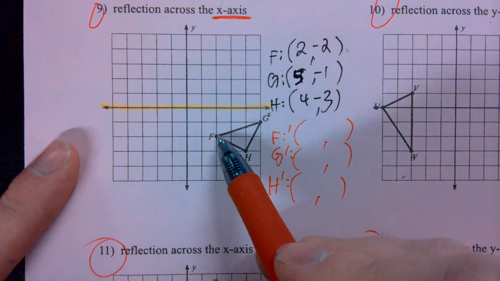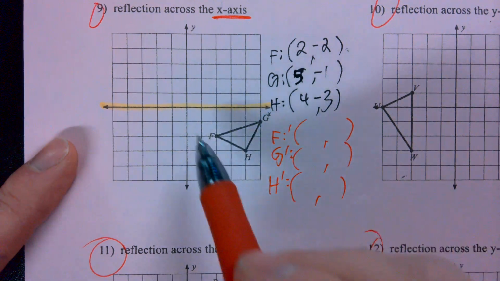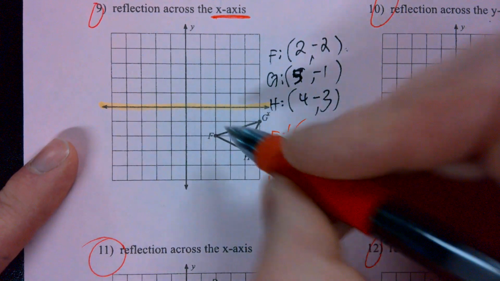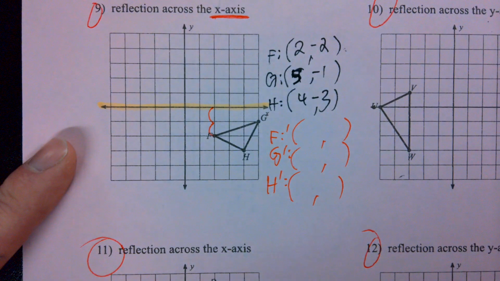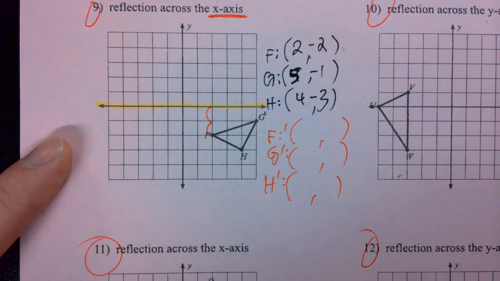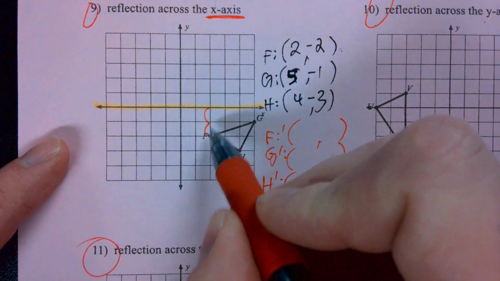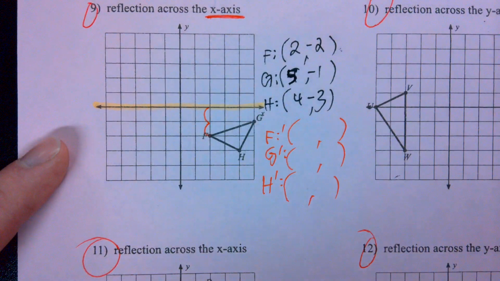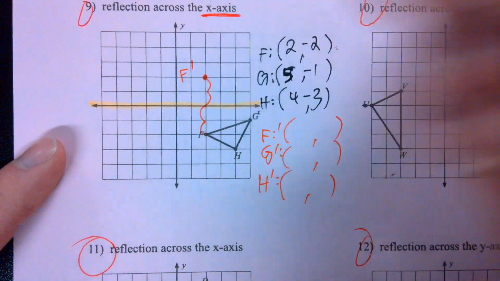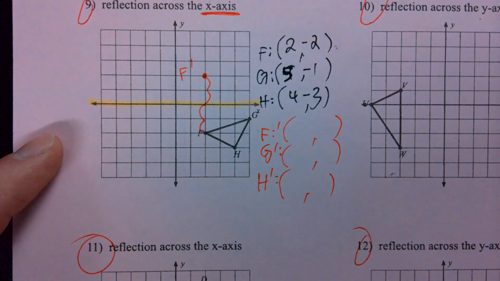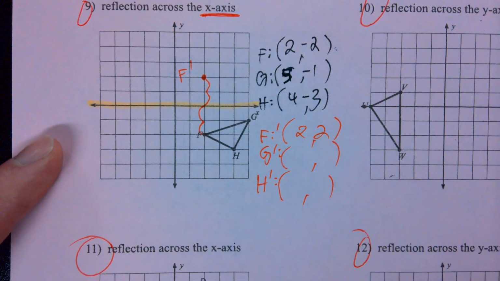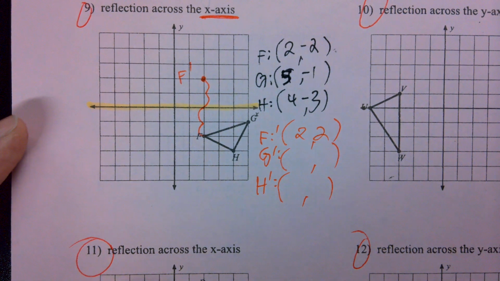So I'm going to start with point F. I know that I have to count up because that's the direction my x-axis is in, that highlighted line. So I'm going to count up 1, 2. And then how many spaces am I going to count past that line of reflection? I just counted 2 spaces up. I hit that line. How many more spaces do I want to go? 2 more. F prime has the coordinates of what? 2, 2.